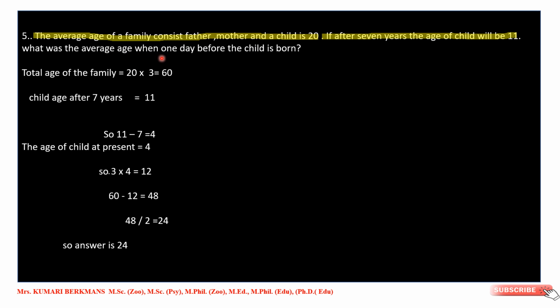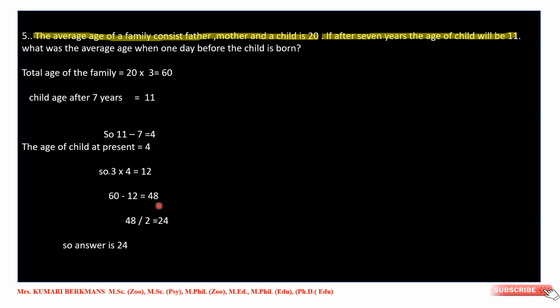What was the average age when one day before the child is born? One day before, the child is not born. So what is the average age of the family? How to find out? Let us take 60 minus 3 into 4 years. The child is not born, so before 4 years, we have to multiply by 3 because the family members are 3. So 12. We have to subtract this from the total age of the family, that is 60 minus 12 is equal to 48.